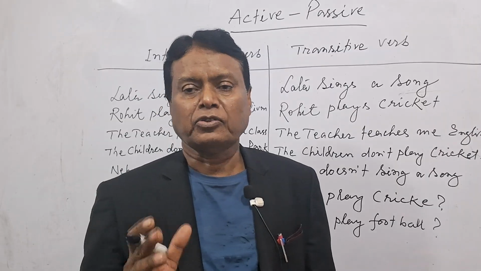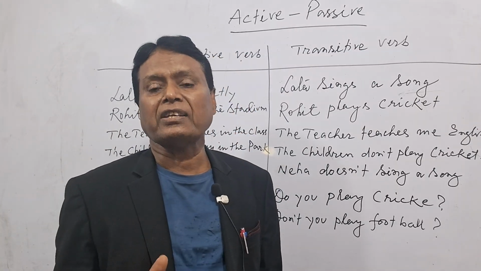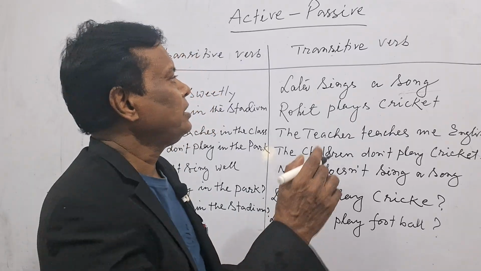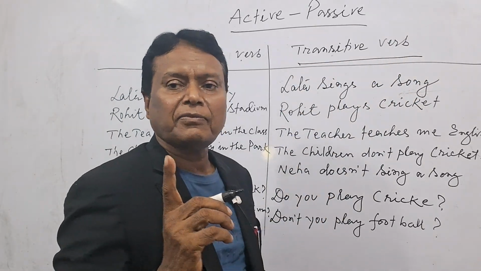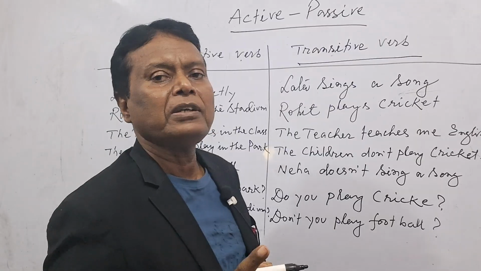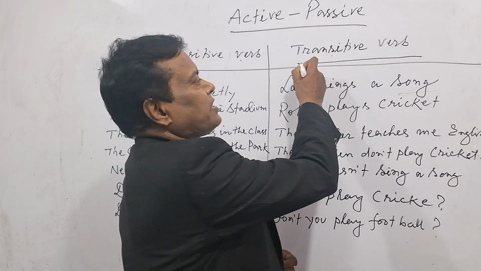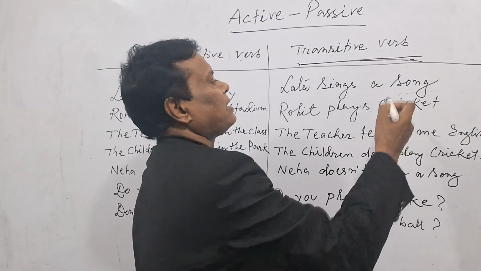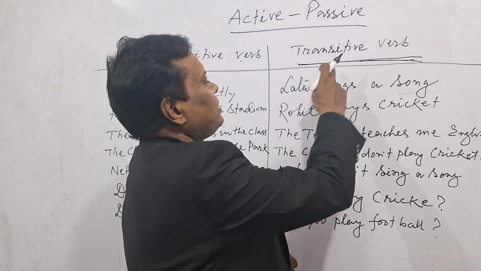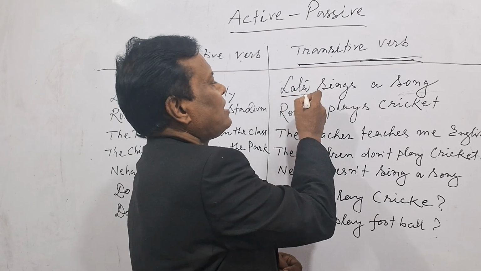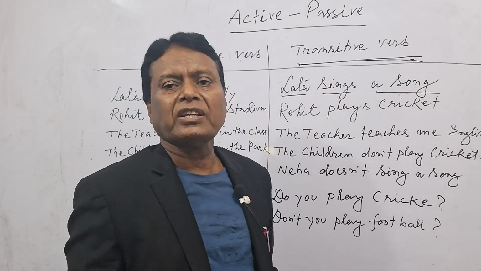See, first of all, as I am telling now, what is transitive and what is intransitive? A transitive verb is a verb that consists of an object. Observe this sentence. Examples are the best way to understand. This transitive verb sentence is: Lata sings a song. Very common sentence. Lata sings a song.